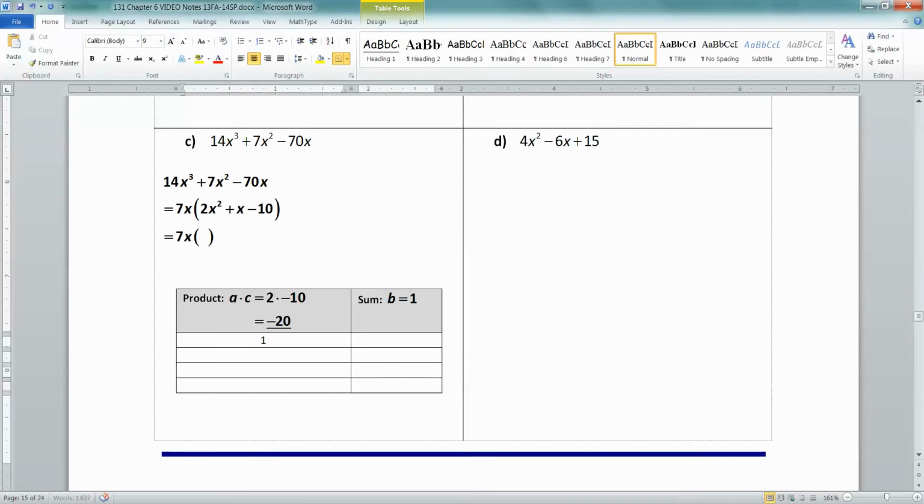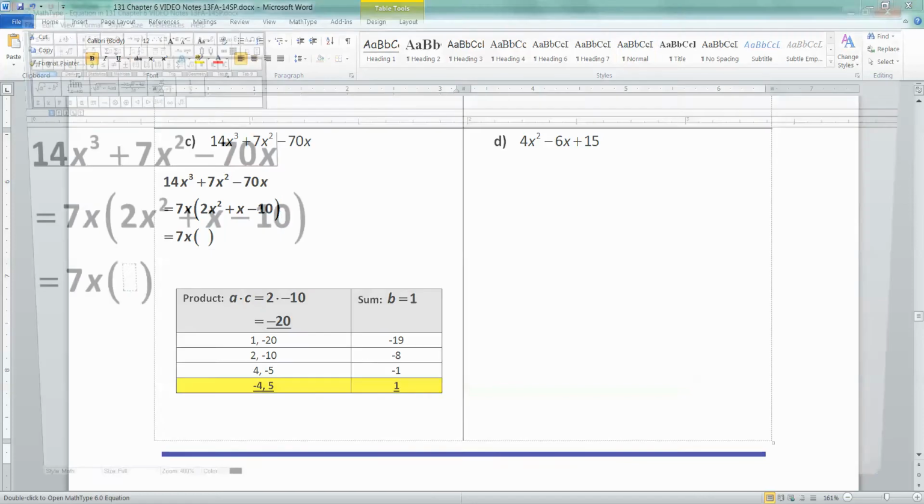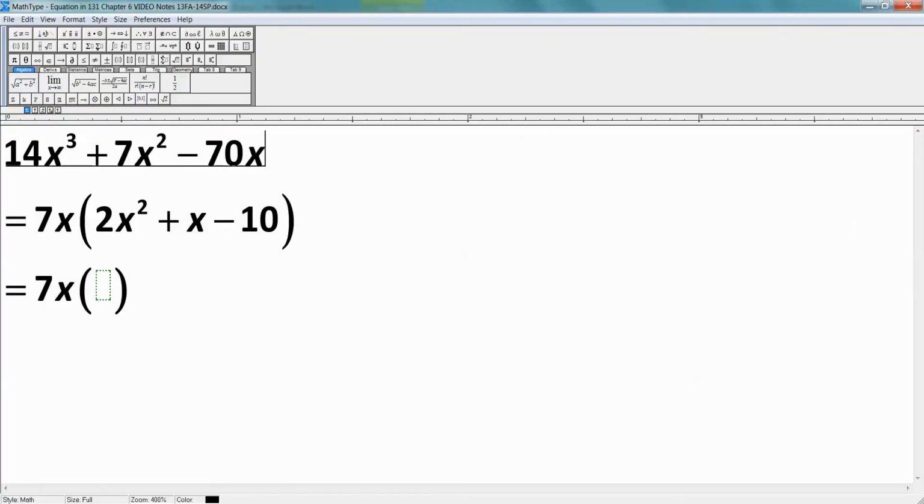Okay, so what makes -20? 1, -20. Well, that makes -19, no good. 2 and -10, that makes -8, no good. 3 doesn't go into 20. 4 and -5 makes -1, we're close. So -4 and +5, there it is. That makes 1. And again, if you can find the right combo right off the bat, more power to you. I just go in order because then I know I won't miss anything, right? All right, so there it is. It's -4 and +5.